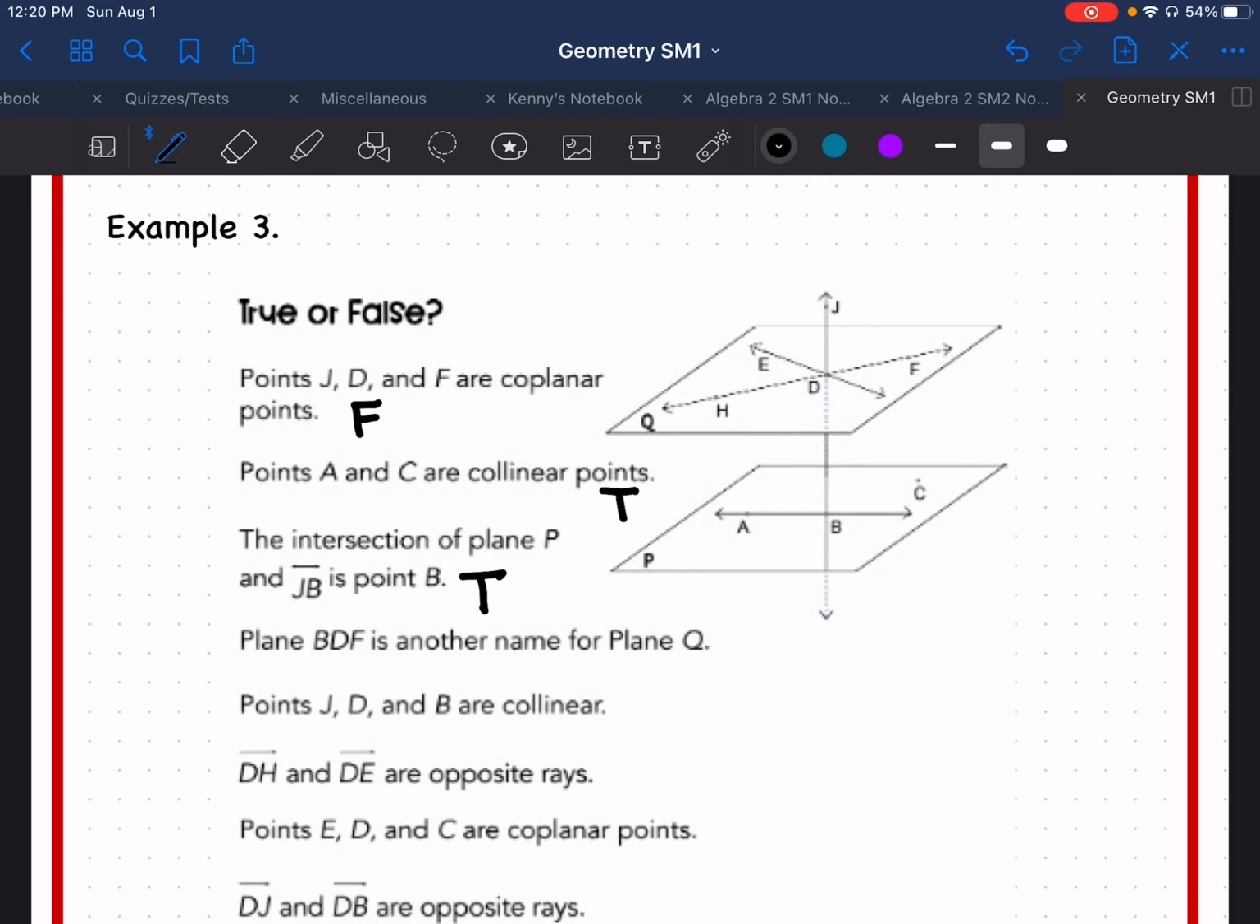Plane BDF, so I'm just going to go find the letters B, D, and F. Okay, I have to think. Is that another name for this plane Q? False. B isn't even on that plane with D and F. Points J, D, and B are collinear. Can I make a line? Yes, I can. That is true.